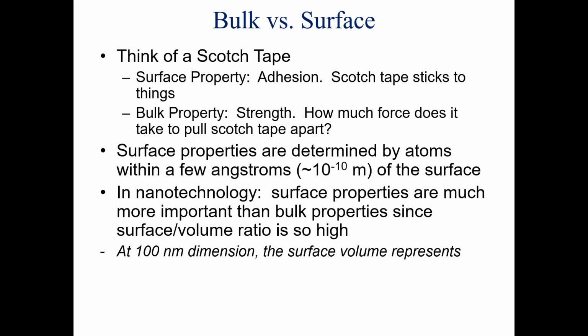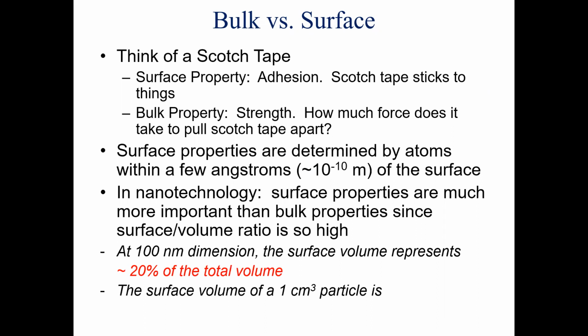If you take a dimension of 100 nanometer, the surface volume will represent 20% of the total volume. On the other hand, if you take the surface volume of a 1 cubic centimeter particle, the surface volume is a tiny fraction of the total volume. So you can see that in this case, these can still be a very dominating factor, but in this case, these do not play any dominating factor.